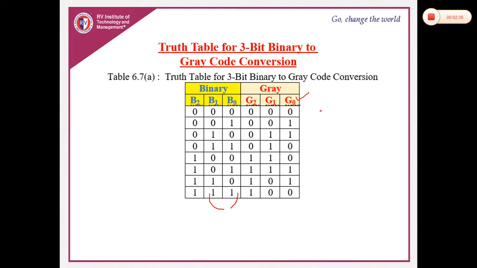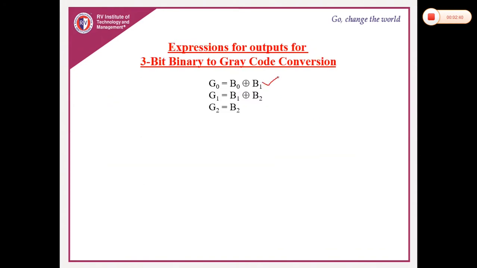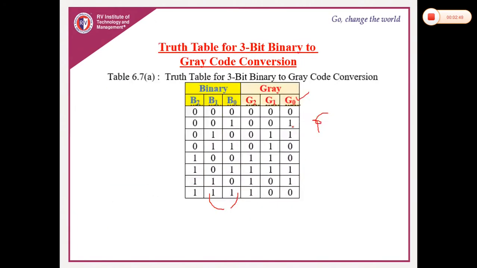So I can just directly say G0 is nothing but B0 XORed with B1, G1 is nothing but B1 XOR with B2, G2 is nothing but B2 XOR with B3. There is no B3, hence it is only equal to B2. Same expression also you will be getting. So now you can just see here, how to get this expression?